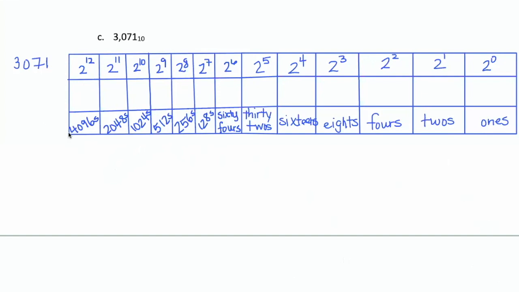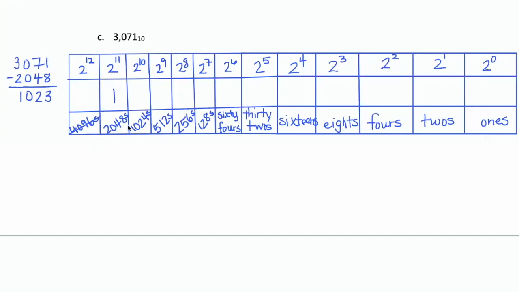The 4096 is not smaller than my number, so I ignore that one. 2048 does fit into my number, and the question is how many times? So I subtract. Can I subtract 2000 again? No. So only one of those fit.